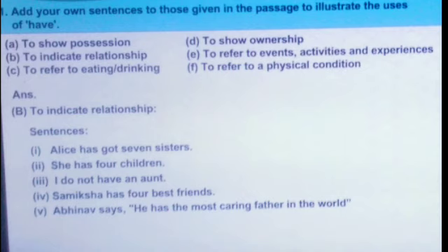Secondly, we are going to see how have is used to indicate certain relationships. Here are a few examples. The first one is Alice has got 7 sisters. Number 2, she has 4 children. Number 3, I don't have an aunt. Number 4, Samiksha has 4 best friends. And the last one is Abhinav says he has the most caring father in the world. These examples indicate a relationship between people with the help of have.